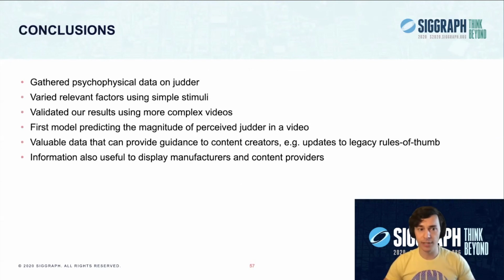With that, we're reaching the end of our presentation. I'd like to run through some conclusions with you. So we've gathered psychophysical data on judder. We've varied relevant factors using simple stimuli. We've validated our results using more complex videos. This is the first model predicting the magnitude of perceived judder in a video. We've generated here some valuable data that can provide guidance to content creators. For example, by updating legacy rules of thumb, like the 7-second rule, for different types of display, perhaps. This information is also useful to display manufacturers and content providers to inform them on choices and interplay between things like brightness and frame rate and speed and so on.